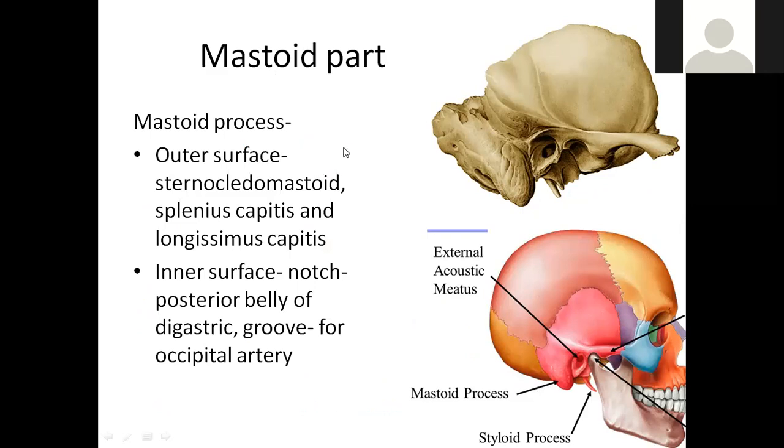This mastoid part is important when you do the triangles of the neck. You will come across the posterior and anterior triangles, which are separated by the sternocleidomastoid muscle. Here you will see the attachment of sternocleidomastoid, splenius capitis, and longissimus capitis. If you see inside, here you will find the posterior belly of digastric, and there is a groove for the occipital artery on the inner surface of the mastoid part.